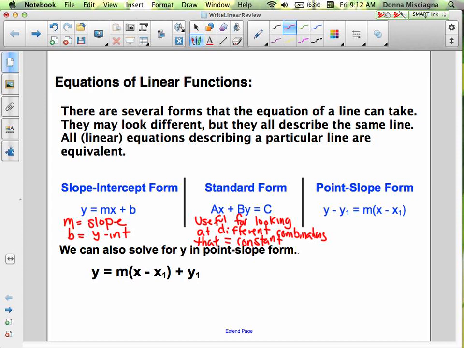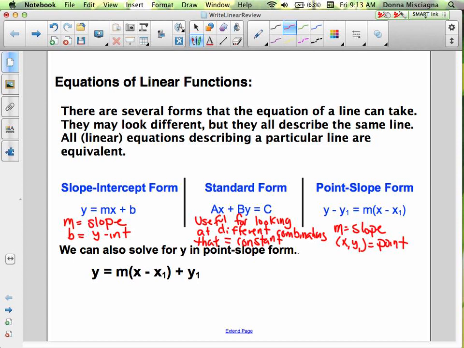And then we have our point slope form, probably the most useful form of all. M again is still the slope, and x1, y1 is just any point. So that's what makes point slope form so useful. We can use any point. We don't have to have any specific point. We can also solve for y in point slope form. So it's kind of a combination of slope-intercept form, where we have y isolated, and point slope form, where we could use any point, not just the y-intercept.